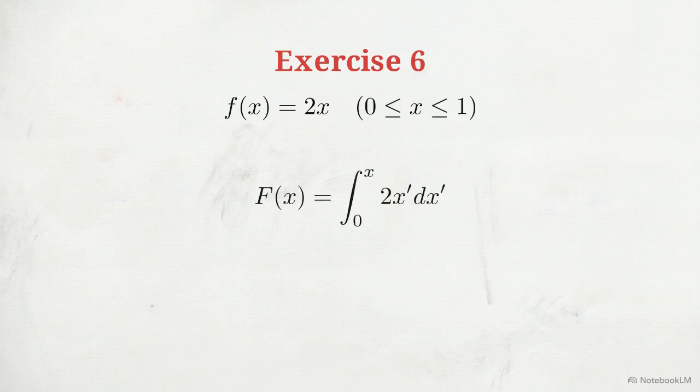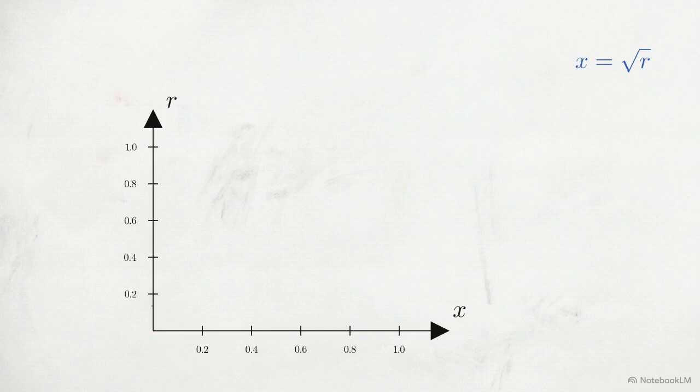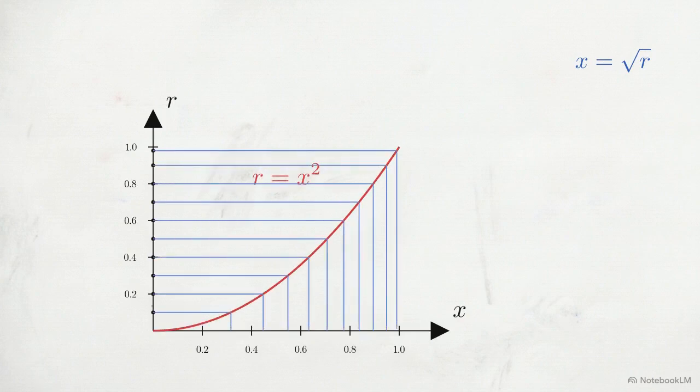Let's apply this to exercise 6. We want to sample from a linear distribution defined by f of x equals 2x, bounded between 0 and 1. We evaluate the integral of 2x dx from 0 to x. The integral of 2x simply resolves to x squared. We set that result equal to r. Finally, we invert the equation to solve for x. The result is x equals the square root of r. Taking the square root of our flat, uniform computer numbers perfectly models our 2x physical distribution.